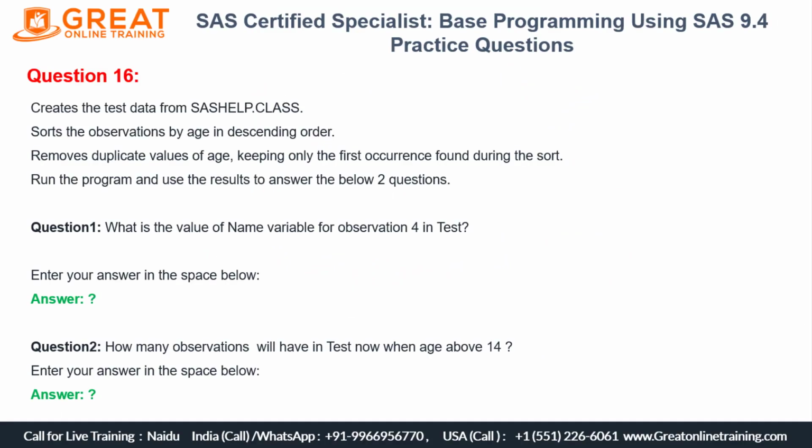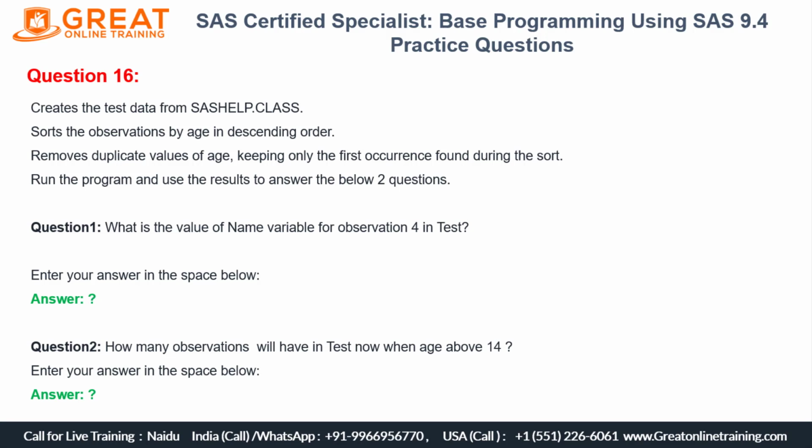In this question number 16, we need to create the new data set as a test from the SAS help class. Then you need to sort the observations by age in a descending order. Then remove the duplicate values based on the age. Keep only the first occurrences in this particular sort concept. Once you run the program, we need to answer the following questions below. What is the value of the name variable for observation number 4 in the test data set? I need to enter that particular value in this particular space.